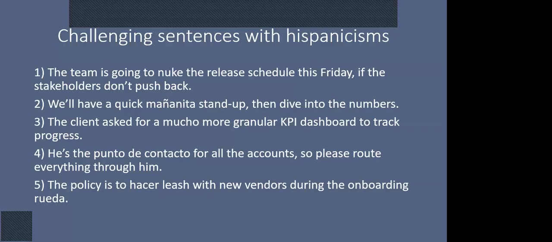Well, for number 3, I have: el cliente pidió una gráfica, KPI es de control, una gráfica de control más en detalle o más detallada para observar el progreso. That would be number 3.